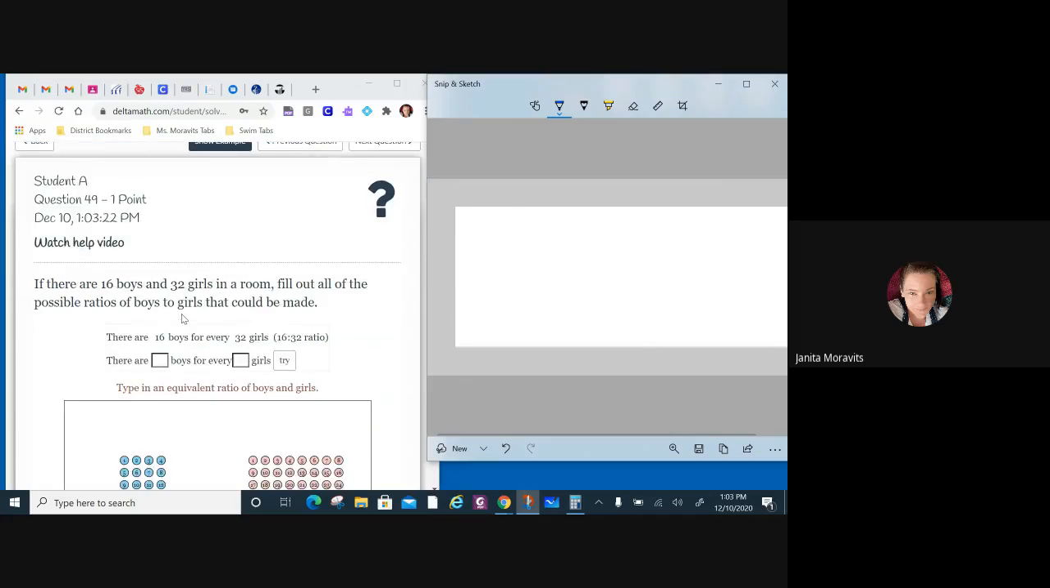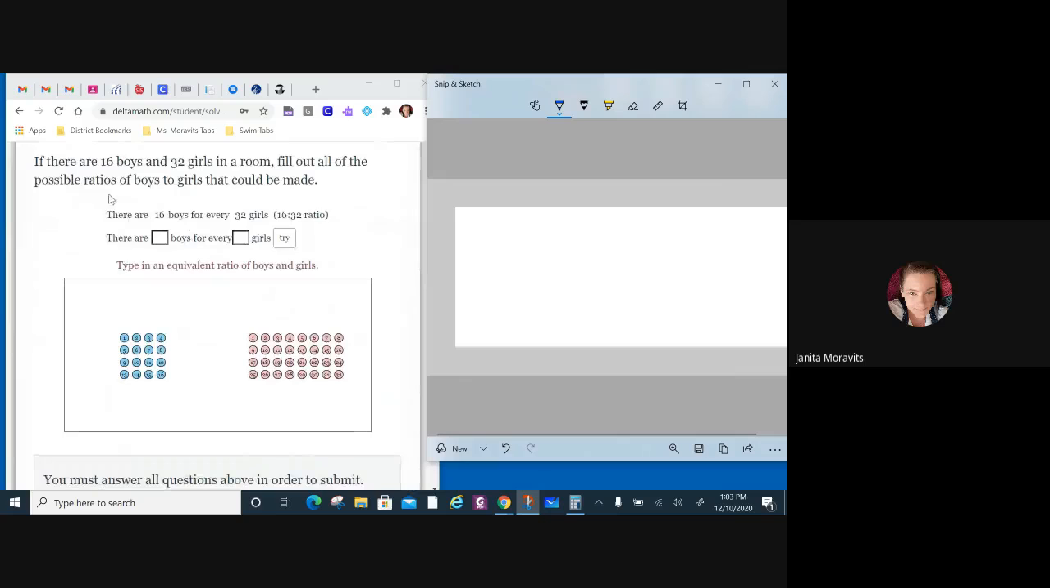All right, question 49. If there are 16 boys and 32 girls in a room, fill out all of the possible ratios of boys to girls that could be made. Well, let's start. We're not going to start with 1, but let's start with 2. Can you take a 2 out of 16 and a 2 out of 32? Well, yes, you can. 2 will go into 16 8 times. 2 will go into 32 16 times. Let's try it.